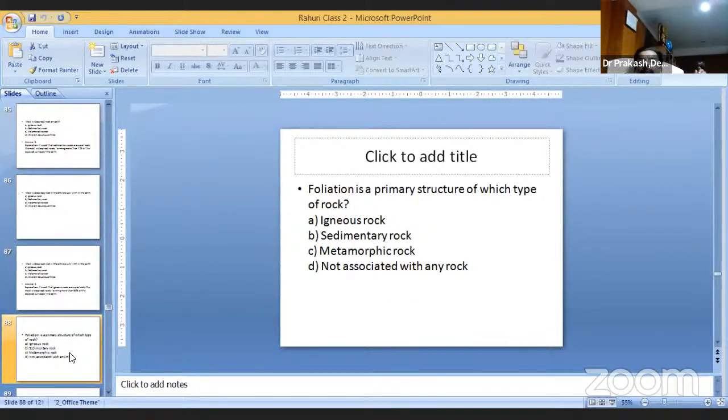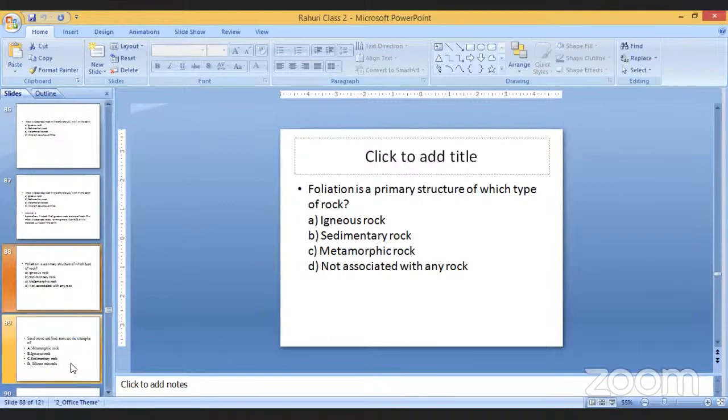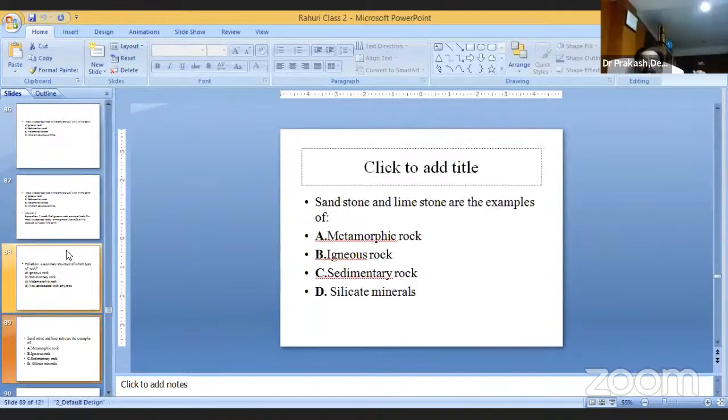Foliation is a primary structure of which type of rock? Metamorphic rock. Metamorphic rocks. So that's what I said. If the foliation occurs, foliage means leaf-like. So that happens only if the pressure is uniform from only one side. If it is from all sides, right? So then it cannot be foliation.